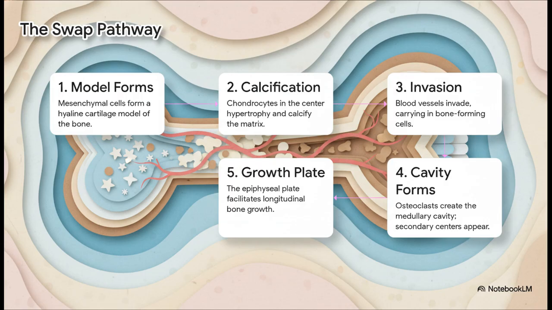In step 4, those osteoclasts keep on carving, hollowing out the central medullary cavity for bone marrow, while new secondary ossification centers pop up at the ends of the bone. And, super importantly, step 5 shows that a thin slice of cartilage is left between the ends and the shaft, and this becomes the all-important growth plate.